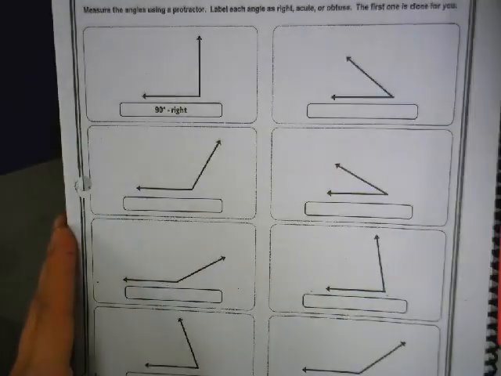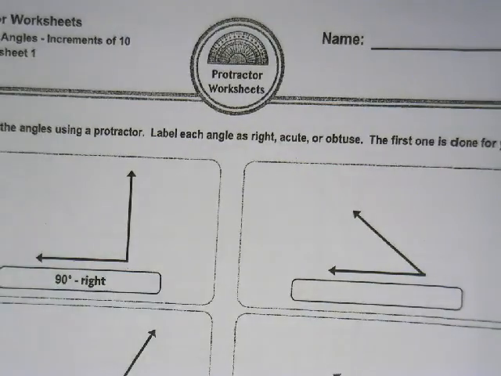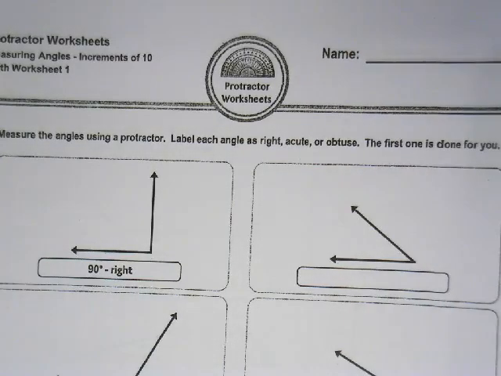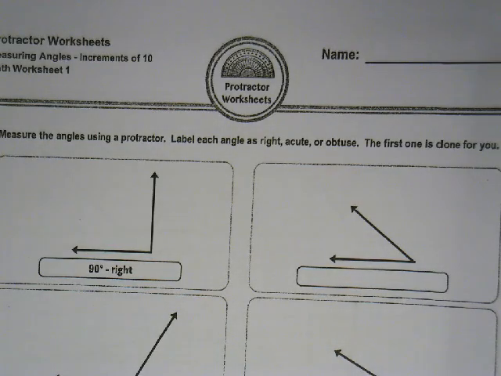Okay. Now, for this, you're going to do two things, Layla. You're going to measure it and then classify it, meaning name it. I have not passed out protractors on purpose. I want you just to look at number 2. Does everybody find number 2? You're on the front side where it says right.